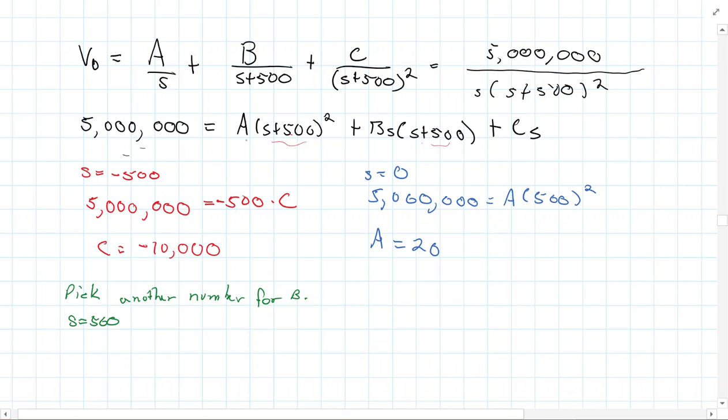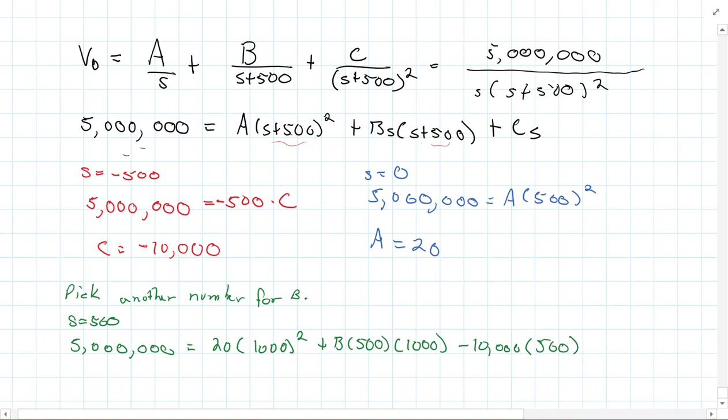So instead of having 501 squared, I'm going to have 5 million is equal to, well, A is 20, and then 500 plus 500 is simply just 1,000 squared, and then it would be plus B times 500 times 1,000 is equal to, I forgot the C, minus 10,000 times 500.